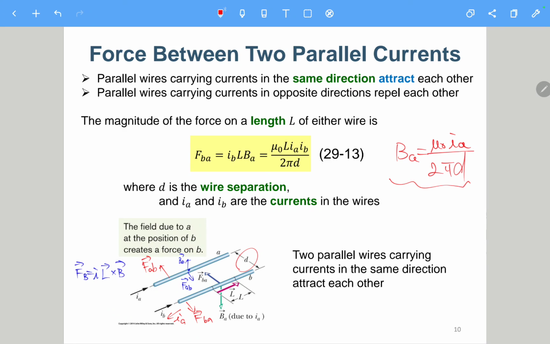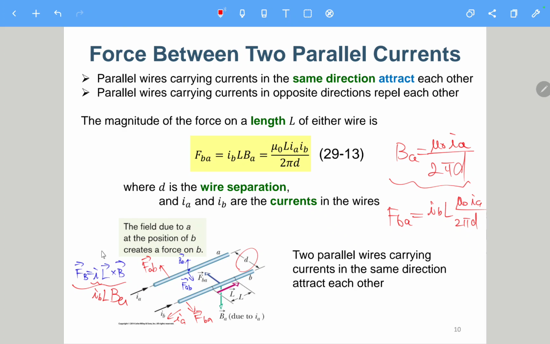Okay, so let's plug this one into here. FBA should be, this I should be IB when we consider this one, so we have IB L times BA. And BA is mu 0 IA over 2 pi D. So in the denominator we have 2 pi D, and in the numerator we have mu 0 IA IB times L, or mu 0 L times IA IB.